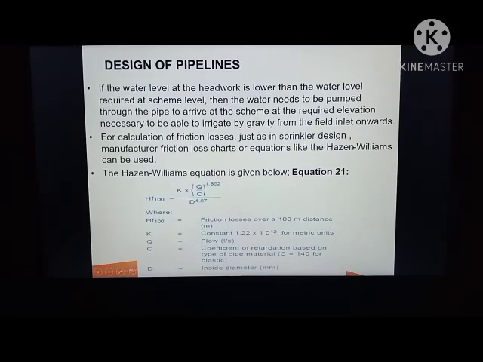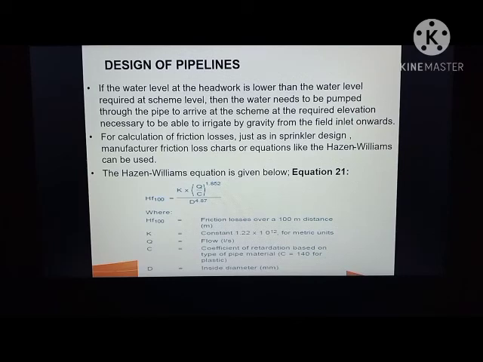Next is the design of pipelines. If the water level of the headwork is lower than the water level required at scheme level, then the water needs to be pumped through the pipe to arrive at the scheme at a required elevation necessary to be able to irrigate by gravity from the field inlet onwards. For calculation of friction losses, just as in a sprinkler design, manufacturer friction loss charts or equations like the Hazen-Williams can be used.